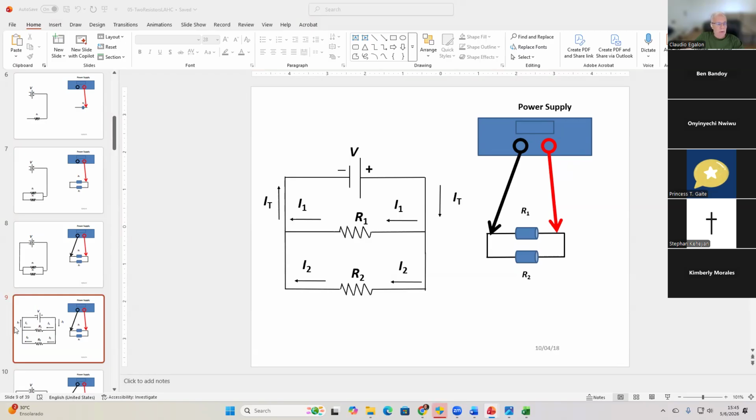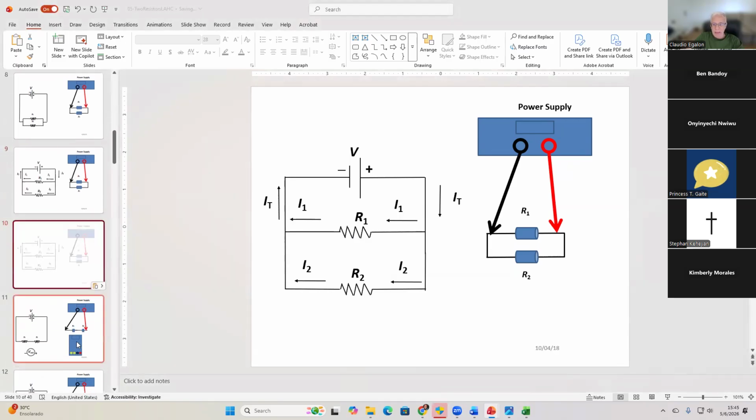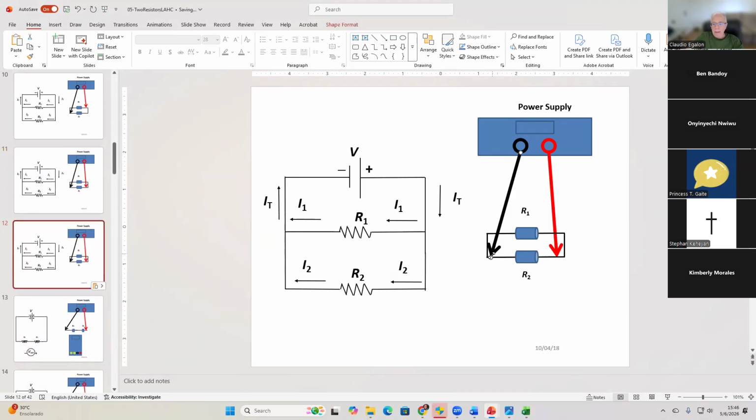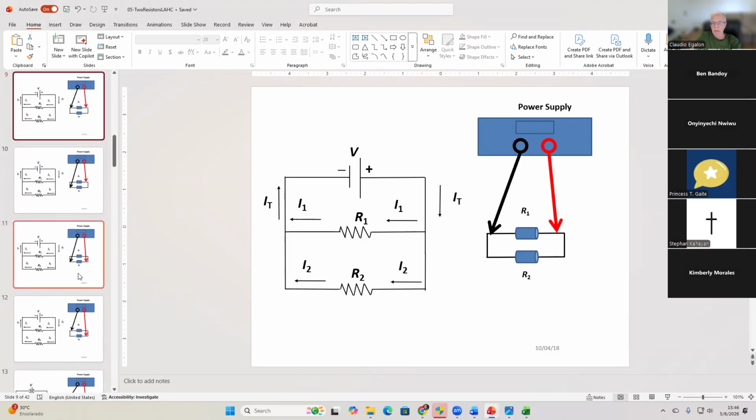I'm going to emphasize here that what you see here is exactly the same as what you see right in here, which is exactly the same as what you see right in here, which is exactly the same as what you see right in here. Doesn't matter how you put together where you connect your power supply to the resistors, okay? They're exactly the same. Same, same, and same.